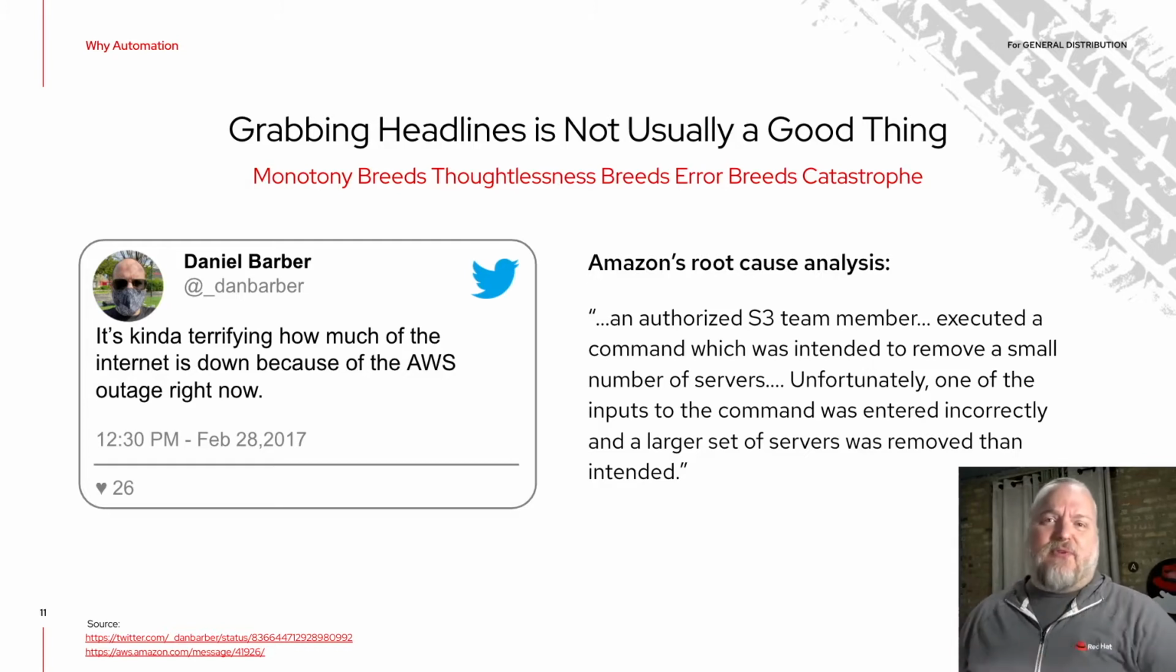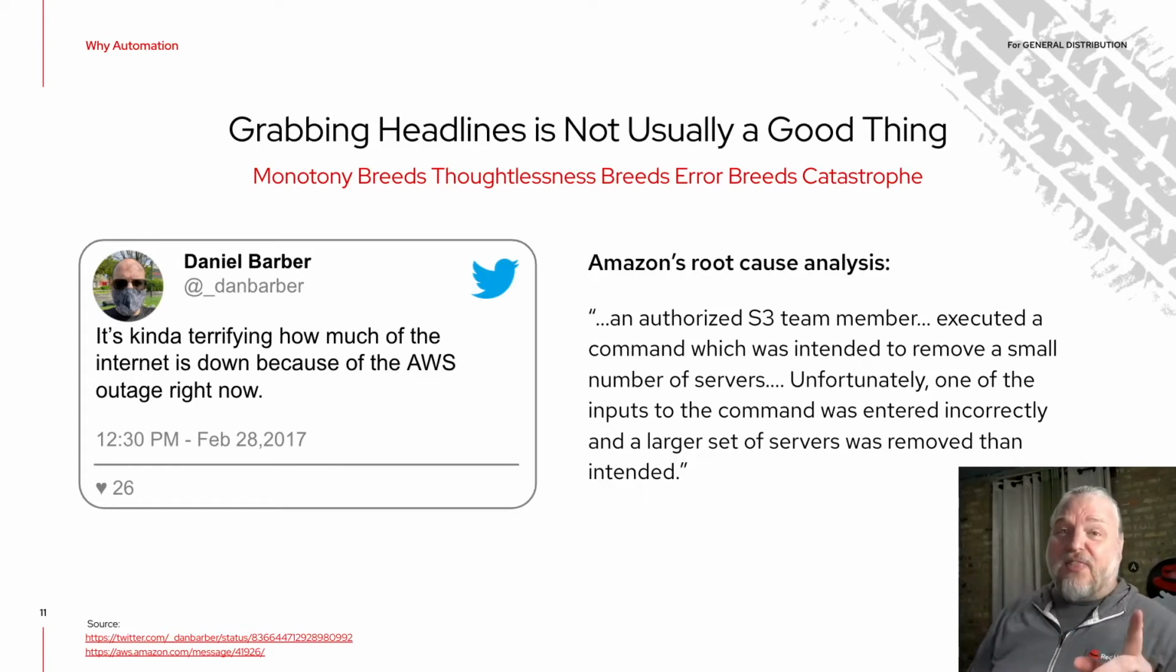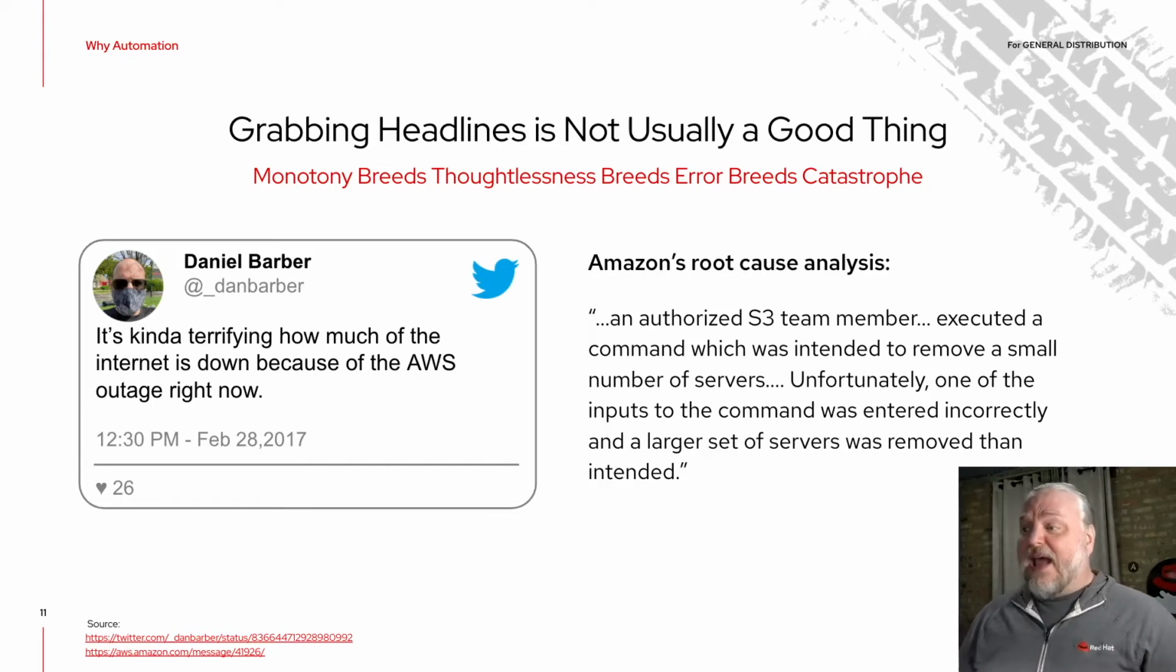So Amazon performed a root cause analysis. Of course, the headlines all disappeared, not much afterwards, and everyone forgot about it, but you can believe that Amazon didn't. And they did a root cause analysis. And their analysis was that an authorized S3 team member executed a command which was intended to remove a small number of servers. Unfortunately, one of the inputs to the command was entered incorrectly, and a larger set of servers was removed than intended. Well, what that basically says is somebody made a mistake.